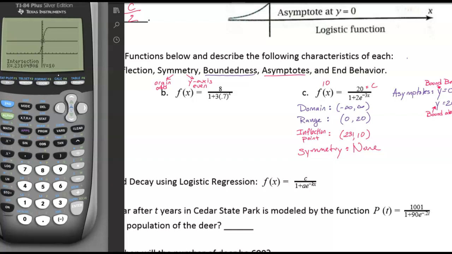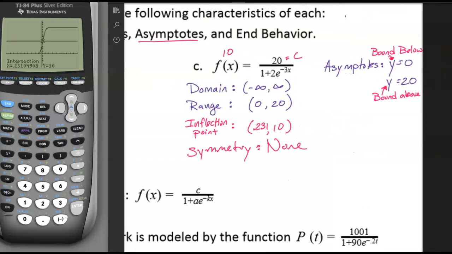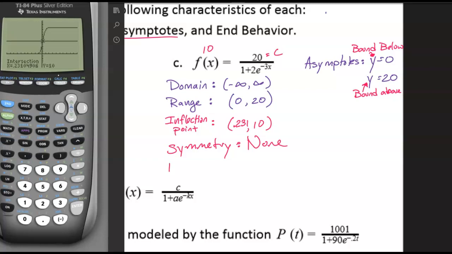Asymptotes we already found. Lastly is end behavior. So our end behavior, as x goes to negative infinity, what does y go to? 0. And as x goes to infinity, what does y go to? 20. Now, just because I think that this pops up on your Math Excel, there's actually another way to describe end behavior. Has anyone heard of the second way?